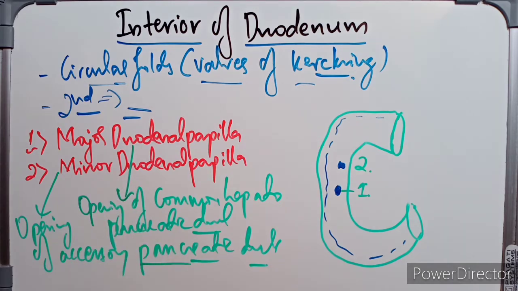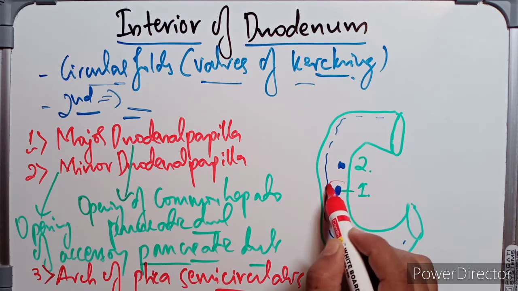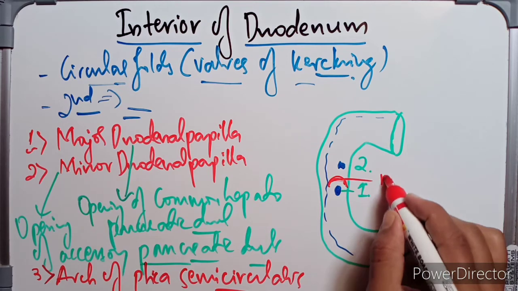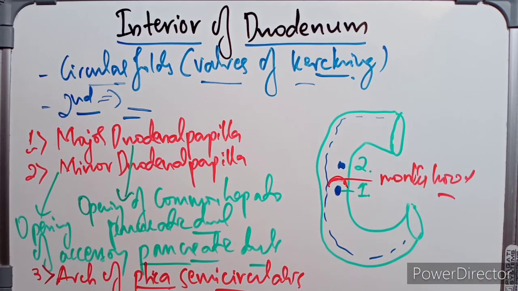We also have the arch of the plica semicircularis. So what is the arch of the plica semicircularis? The plica semicircularis forms an arch above the major duodenal papilla. So above the major duodenal papilla we have the arch like this. It is known as a monk's hood. So this is the arch of the plica semicircularis, and also we have the plica longitudinalis.